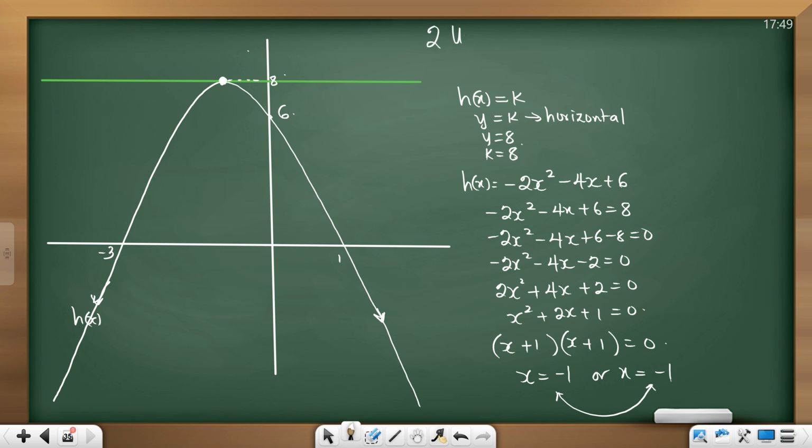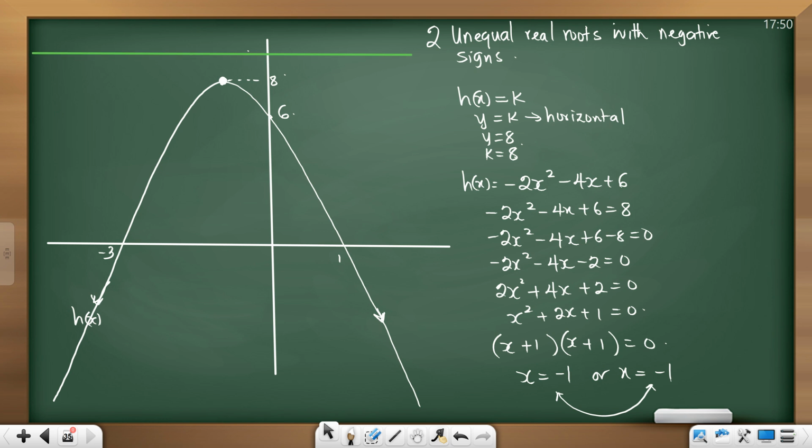I want to have two unequal real roots with negative signs. Both of them must be negative. Watch this. I want the graph to intersect at a point where the x values are negative. We're going to start again from the top.